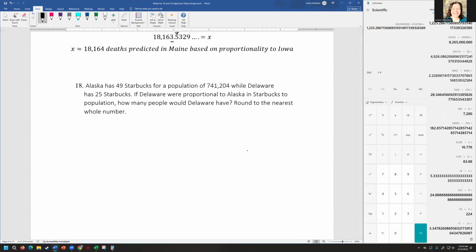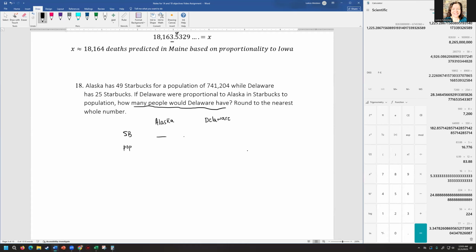We have Alaska has 49 Starbucks for a population of 741,204, while Delaware has 25 Starbucks. If Delaware was proportional to Alaska in Starbucks to population, so we're going to do Starbucks over population, and we have 2 states. We have Alaska, so I'm kind of making a double labeling system here, and we have Delaware. Okay, so how many people would Delaware have?